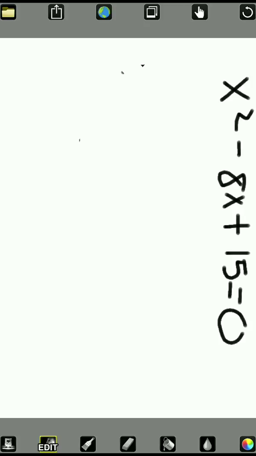So let's try and factor this left-hand side of the equation. Notice how we have a trinomial. We have an x squared term, we have a negative 8x term, and we have a constant 15. And anytime you factor a trinomial, it's always going to factor into two pairs of parentheses.